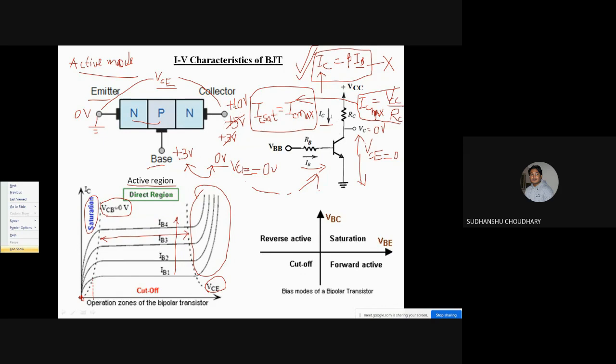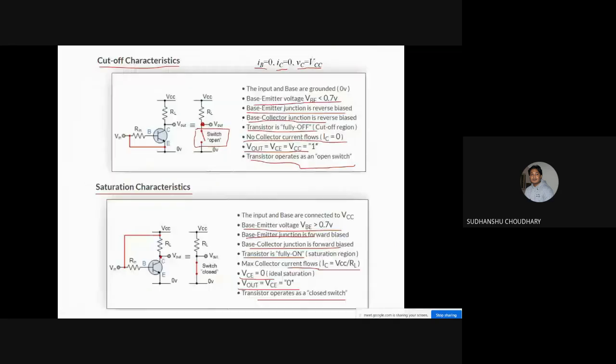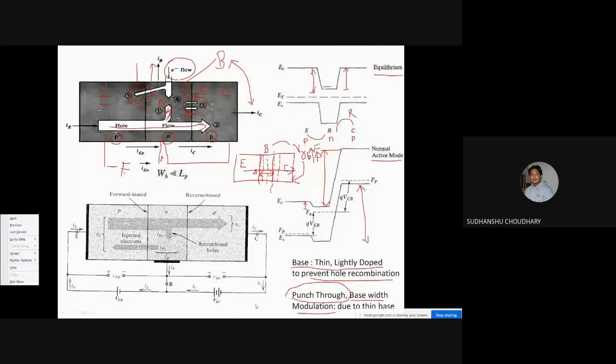So that means the base, that is this base, will be completely covered by the depletion region. Okay. So because of this, the carriers from the emitter will directly reach the collector, because of which the collector current will increase. Okay. So this effect is called base width modulation effect. This effect, right? So in the IV characteristics where the collector current is increasing abruptly, this is called base width modulation effect or punch through.